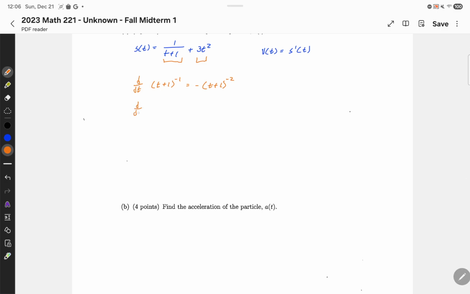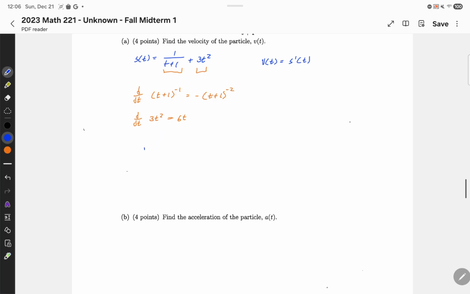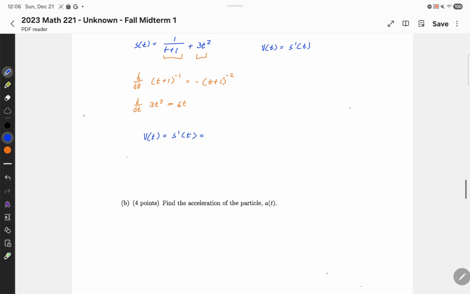And then, of course, the derivative with respect to t of 3t squared, well, that's just going to be equal to 6t, like that. And so what we'll get is that v of t, which is equal to s prime of t, is going to be equal to minus 1 over t plus 1 squared plus 6t. And that's it. Go ahead, box everything, may as well.